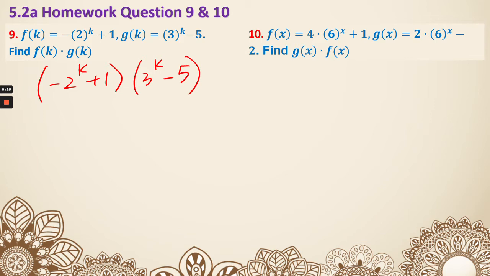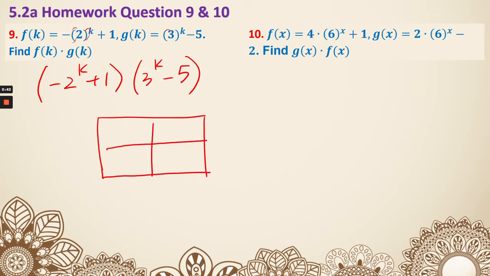So you might be wondering, why do you take away all the parentheses? Well, because it's just a parenthesis around the number. There's no negative number around it, so I can just take it away. Now, I'm going to use the box method for number 9. So I can set up my box. Negative 2 to the k, positive 1, 3 to the k, negative 5.